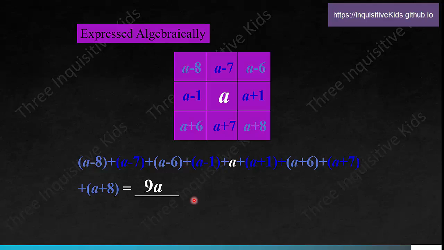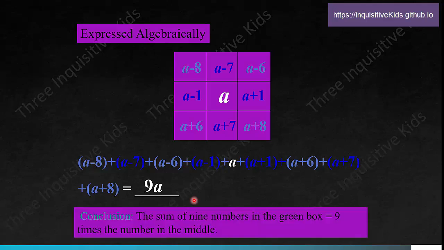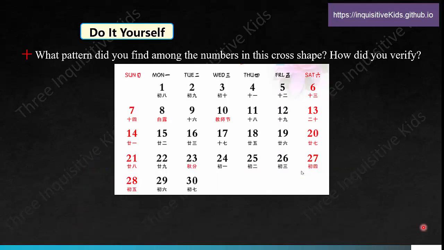Remember, you should remember how to remove brackets. You should remember how to combine like terms. So the conclusion is the sum of 9 numbers in the green box is equal to 9 times the number in the middle. So all of these numbers added up together is equal to 9a. Remember, 9a is just another way to express 9 times a, and a is the number in the middle.